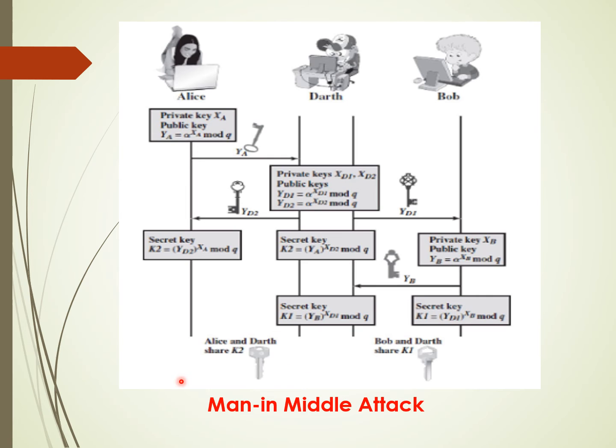So the result is Alice and Darth share a key, that is key 2, and Bob and Darth share their key, that is key 1. Now whatever communication is happening between Alice and Bob first reaches Darth. Darth can see what data is communicated between Alice and Bob, and if he wants to modify or edit any data, it is possible for Darth. So this is actually the man in the middle attack.